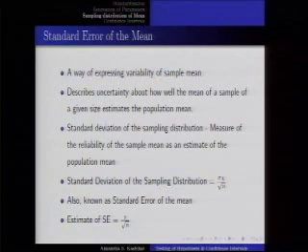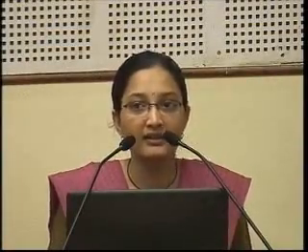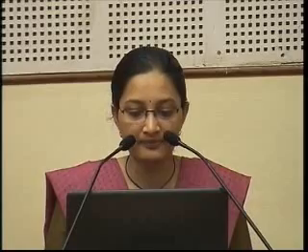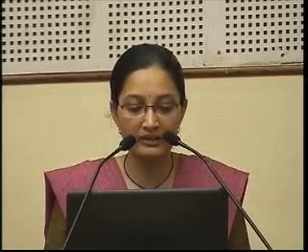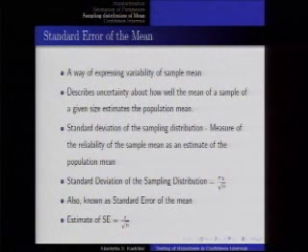But then how far away these means will be from each other? Suppose in one sample I get mean, say, 0.1 and in another sample suppose I get mean 10. Then does it make any sense? Is it actually coming from the same population or so on? So for measuring this spread, we need to have some estimate about the spread of the means. So that is known as the standard error of the mean. So standard error of the mean is a way of expressing variability of sample means.